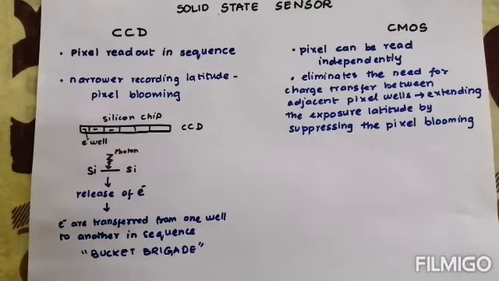In CMOS, that is complementary metal oxide semiconductor, it has active pixel technology. It has an active transistor built into the pixel. Therefore, system power is reduced and wireless radio frequency transmission of the acquired image is also possible in CMOS.